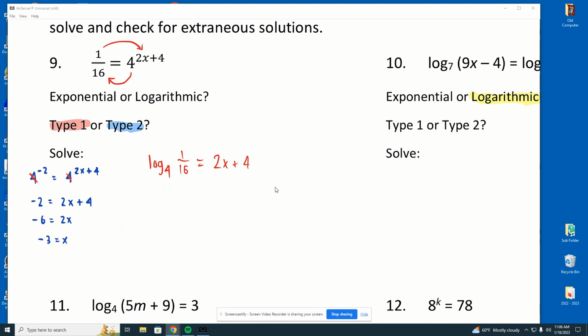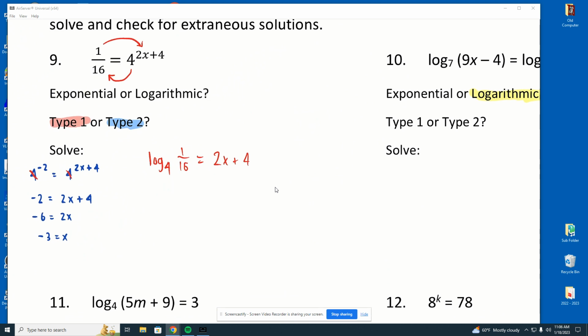Brayton, remember how to type in log base 4 of 1 over 16? You don't? I got a question. You better remember it. All right, what's your question? How do you know if it's type 1 or type 2? Number 9 could have been both.